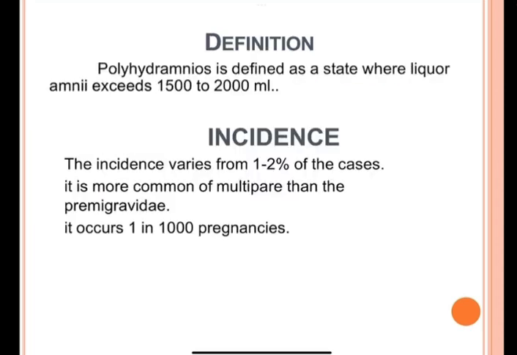So what actually is polyhydramnios? Polyhydramnios is defined as a state where liquor or amniotic fluid exceeds 1500 to 2000 ml. So when the amniotic fluid is more than 1500 to 2000 ml, that condition is known as polyhydramnios. Its occurrence varies from 1 to 2% of cases. It is more common in multiparous women than in primigravida, and it occurs in about 1 in 1000 pregnancies.